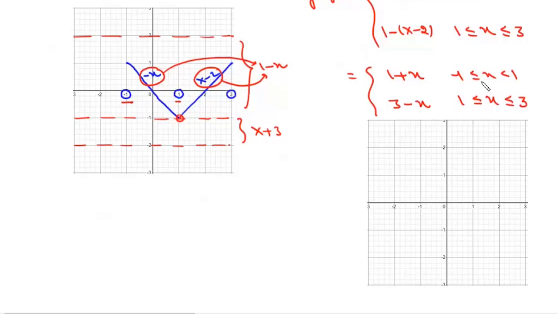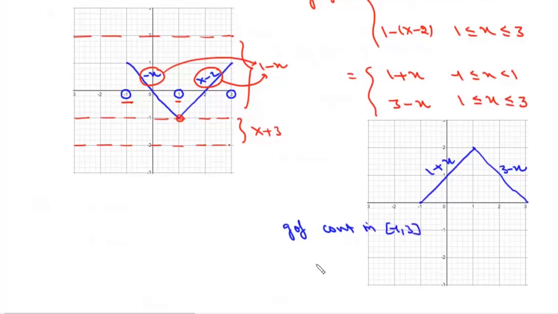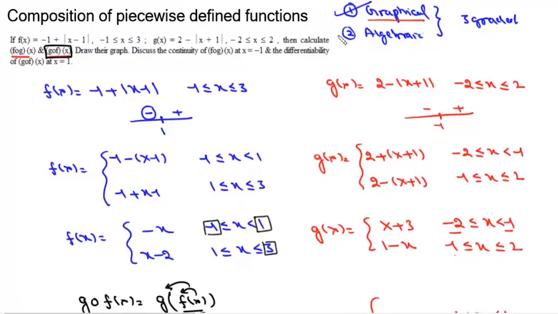Now for g of fx, when x is minus 1, this is 0, and when x is 1, this is 2. So it is this line, 1 plus x. And when x is 1, it is 2. And when x is 3, it is 0. So that's the definition, 3 minus x. Now this g of fx is continuous in minus 1 to 3. And it is not differentiable at x equals 1. So this function is not differentiable at this point, x equals 1. So we can solve these composite functions either using the graph or using this algebraic method.